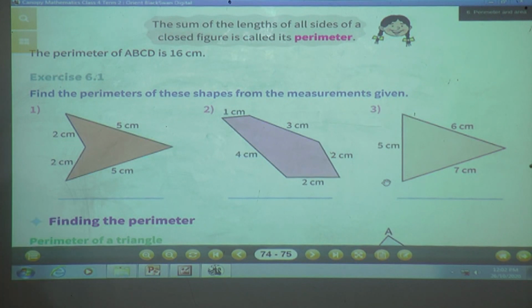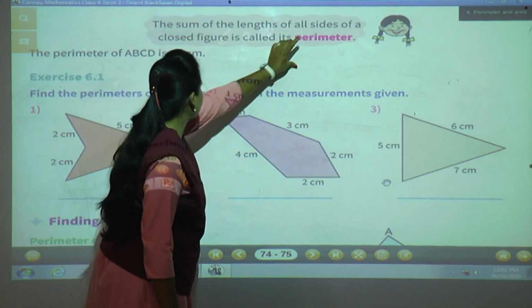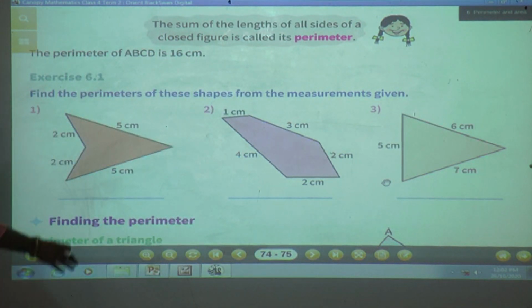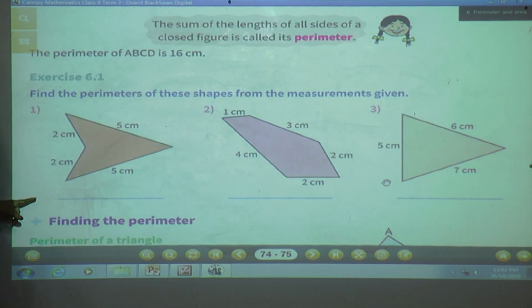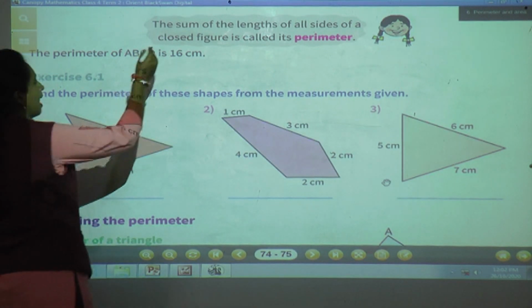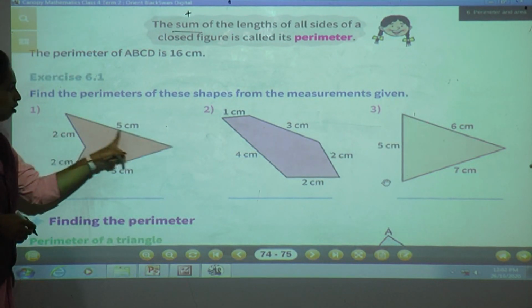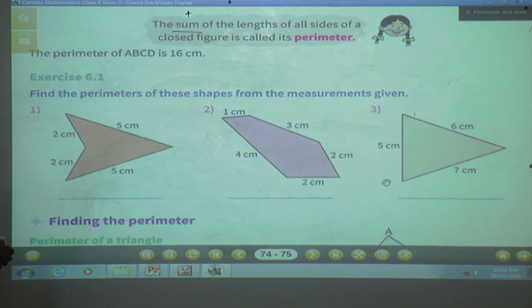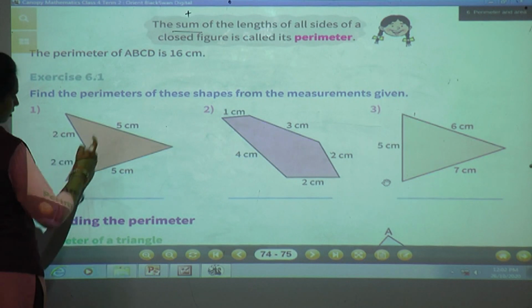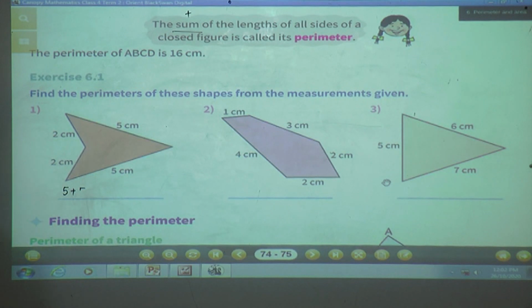So how to find out the perimeter? Here it is given: the sum of all the lengths of the sides of a closed figure. See, this is a fully closed figure, isn't it? Is it an open figure? No, it is a closed figure. So the sum means addition. Sum means what? Addition of the lengths of all the sides. When you add all the side lengths together, we get the perimeter. Now see, I'll add here 5 plus, we'll write centimeter also, students.